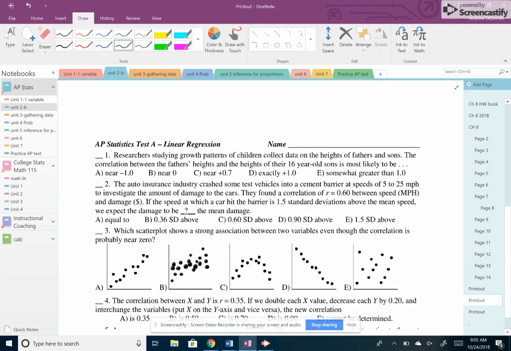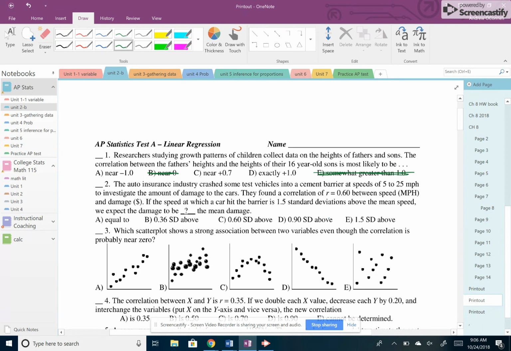The correlation between the father's heights and the heights of their 16-year-old sons is most likely to be, well, you got to figure there is some type of correlation. So you're not going to say near zero. You also say somewhat greater than one. It can't be. Correlation has to be between -1 and 1.